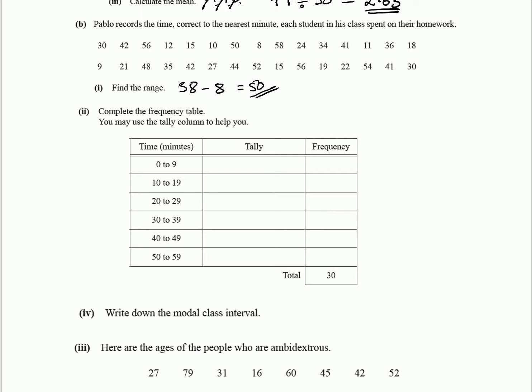So 30 goes in the 30 to 39 column over here. 42, oh hang on, that jumped around. There we go. 42 goes in here, 56 goes in here, 12, 15, 10, 58, 58, 24, 34, 34 is going to go in here, 41, 11, 36, 18, and that's the first row.